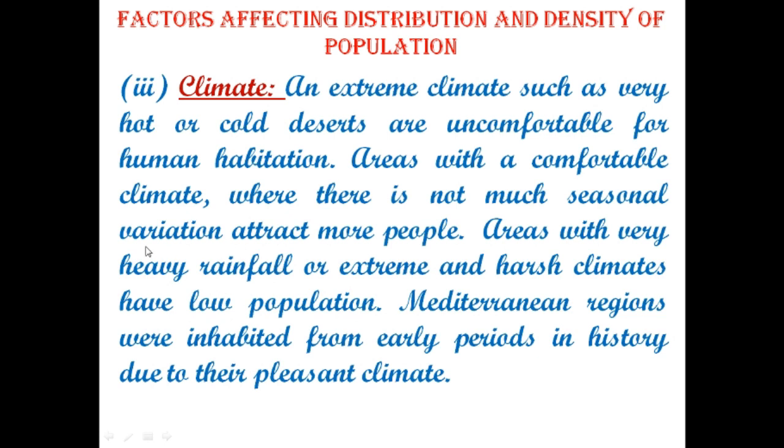Heavy rainfall areas, you know, the equatorial region. The Mediterranean region was inhabited from early periods in history due to its pleasant climate. We all know that a pleasant climate is found near Mediterranean regions. That's why in this area we find high density population.